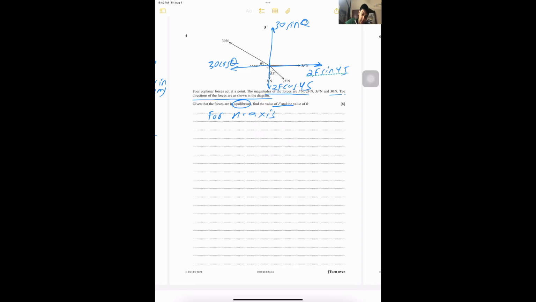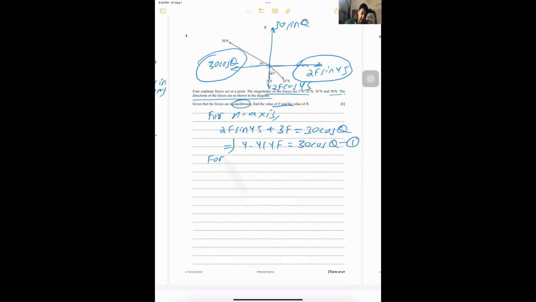Now we will do x-axis, y-axis separation. For x-axis, 2f sine 45 plus 3f. I'm just writing the right side forces equal to the left side forces. That's all I'm doing, equal to 30 cos theta. So just use a value for 2 sine 45 and give it in terms of f. That is actually for simplifying the question. So it will be 4.414f equal to 30 cos theta. So don't actually simplify this. I will show you one trick regarding this. Wait a minute, I will be showing.